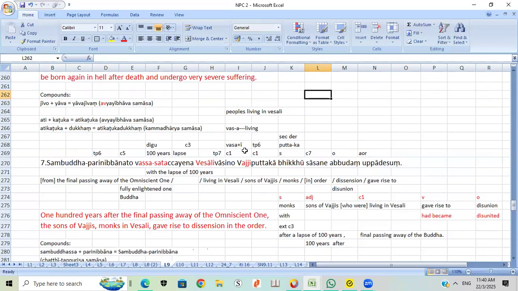This is a secondary derivative. Then you look at Waji, Puttaka. This is also a secondary derivative. Putta plus Ka. Sometimes it becomes Puttika, sometimes it's Puttaka. Sometimes E is inserted within the Ka. So what this means here is sons of Waji. So also it's a Tapurisa.